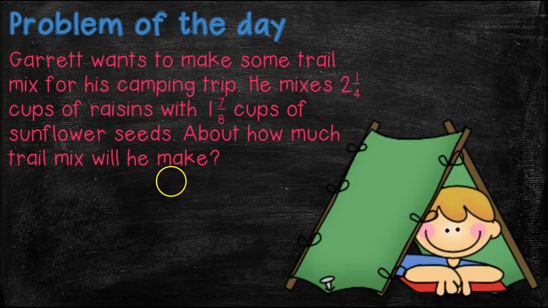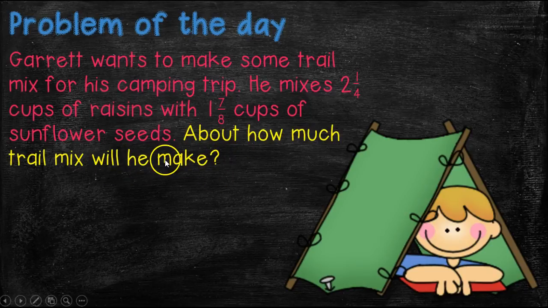Anytime we see a story problem, I always have you highlight or underline the question it's asking. And here it says, about how much trail mix will he make? Again, that word about tells us we're not looking for an exact answer, we're looking for an estimation. Then you need to highlight the important information. In this case, 2 1/4 cups of raisins and 1 7/8 cups of sunflower seeds. So we know that we're going to be adding here because he's mixing the two ingredients together. So we have 2 1/4 plus 1 7/8.